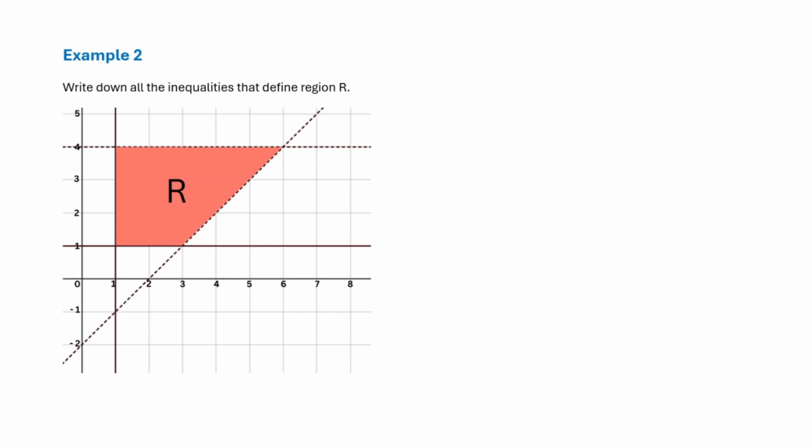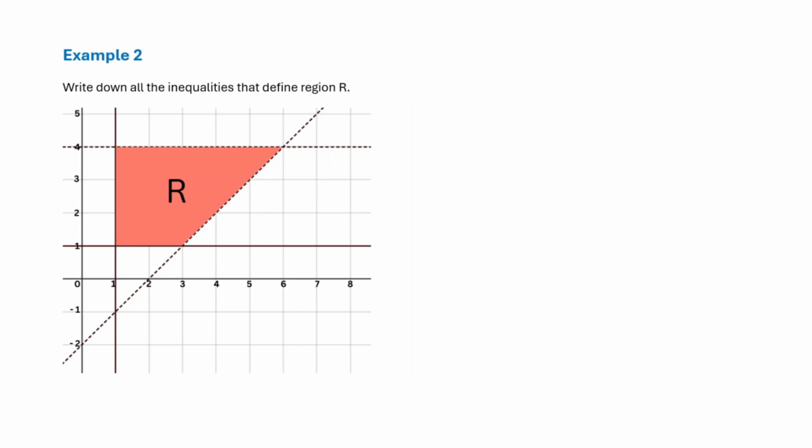Now let's look at the second type of exam-style question. This time the region R is already shown on the graph, and we need to write the inequalities that define it. To solve this type of question, we need to be able to find the equation of a straight line from its graph. So, if you are not sure how to do that, I recommend watching the video linked in the description before continuing with this example.